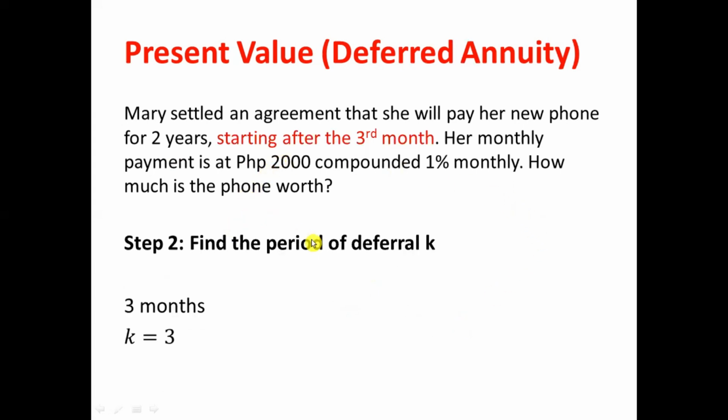Now the next step is to find the period of deferral k. So in most cases, guys, it's stated in the problem and you just need to analyze whether it is 3 months or 2 months, since the payment is at the start of the third month.